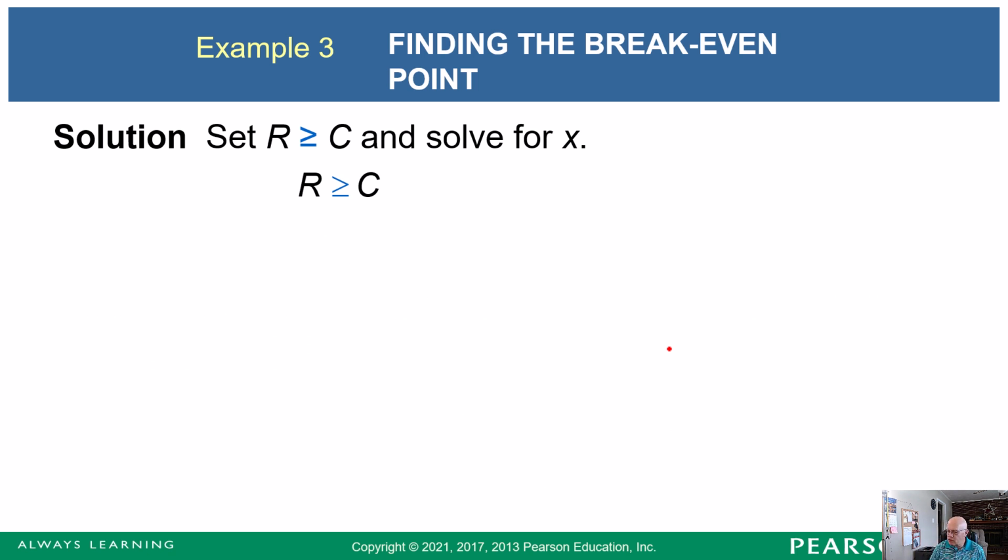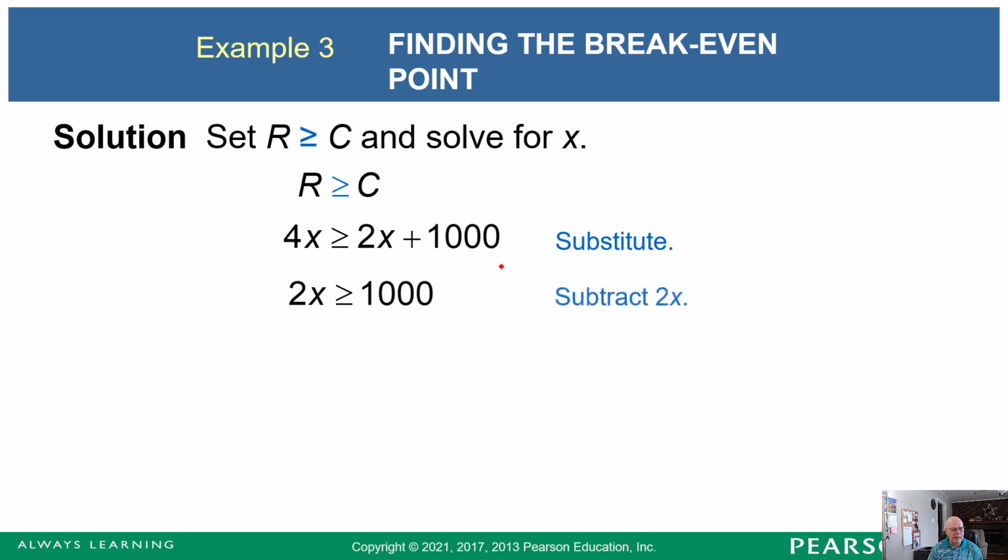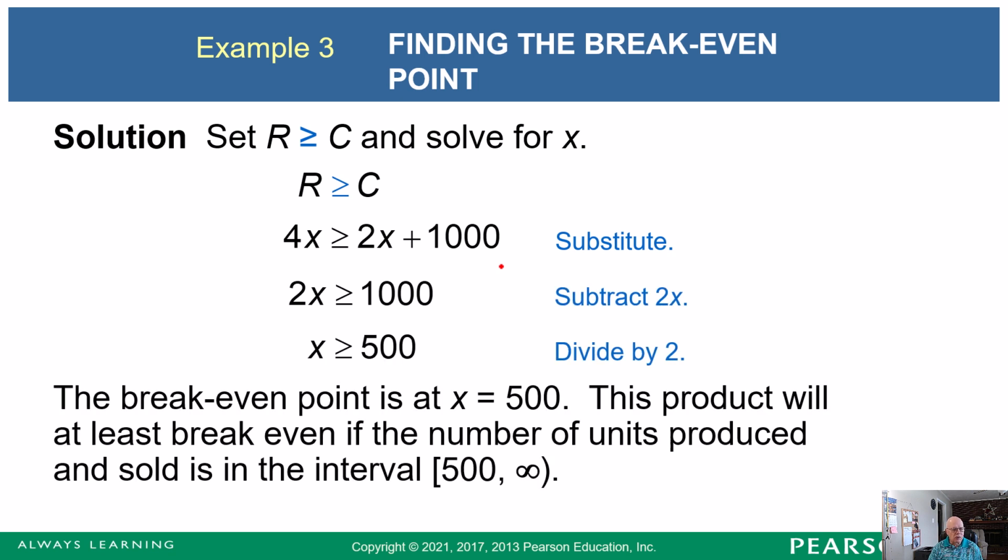And here's where they go. So that's the start. Revenue is at least equal to C, so you might want to start this way. That's a good idea. And then put the R formula in, the C formula in by substituting, and then solve it. So the break-even point is at 500.